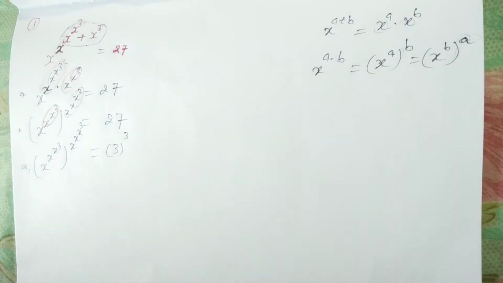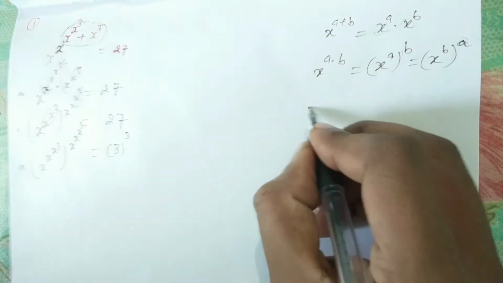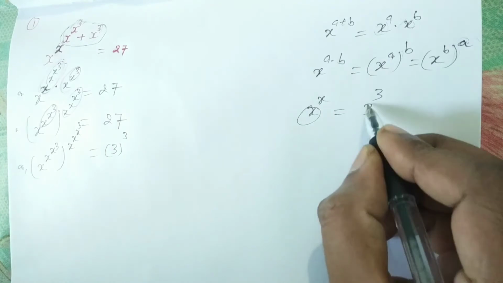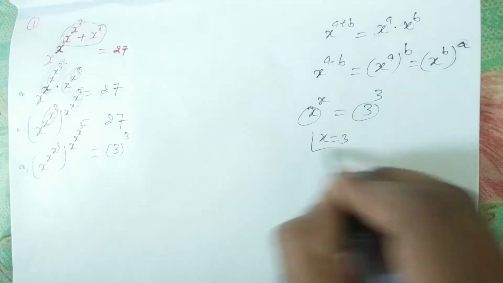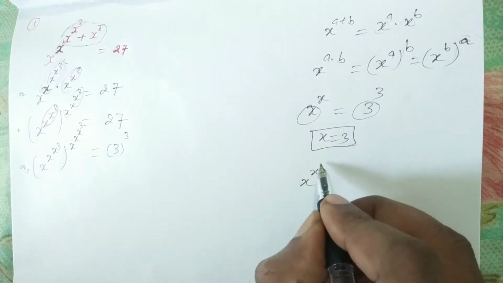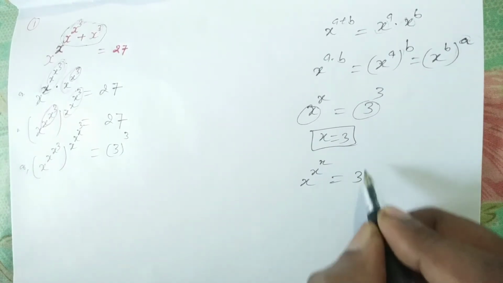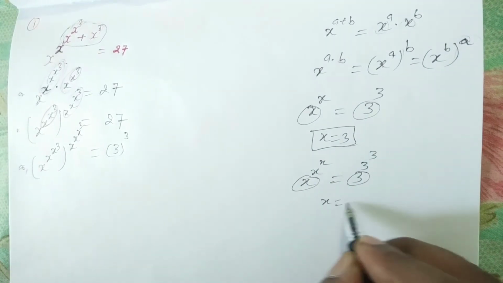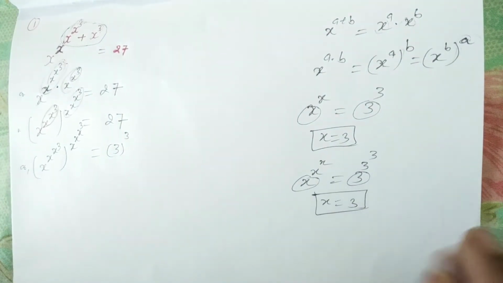Okay, so now we have a rule here. If we have x raised to power x is equal to 3 raised to power 3, then this x will be equal to this 3. x is equal to 3 here. Suppose we have x raised to power x is equal to 3 raised to power 3 raised to power 3, then this x is equal to, again, 3 here. This is the law of indices.